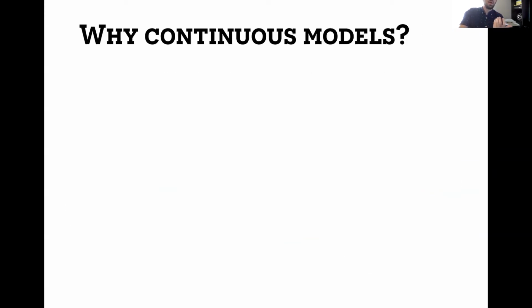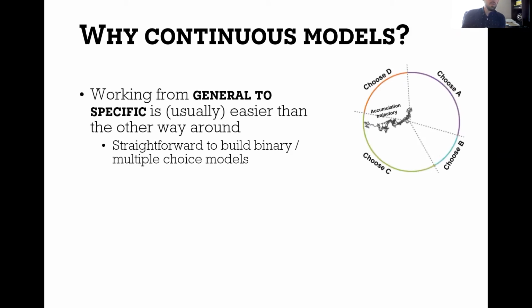There are a couple of reasons to want to use these types of models. Part of that is that they drive interesting new research questions. One of the reasons to use them is that working from a general model, one that works for any number of response options, and then building a specific binary choice or multi-alternative choice model is usually easier than taking a binary choice model and figuring out how to map that onto a continuous span of response alternatives. Although in some cases that's how these models were developed in the first place.